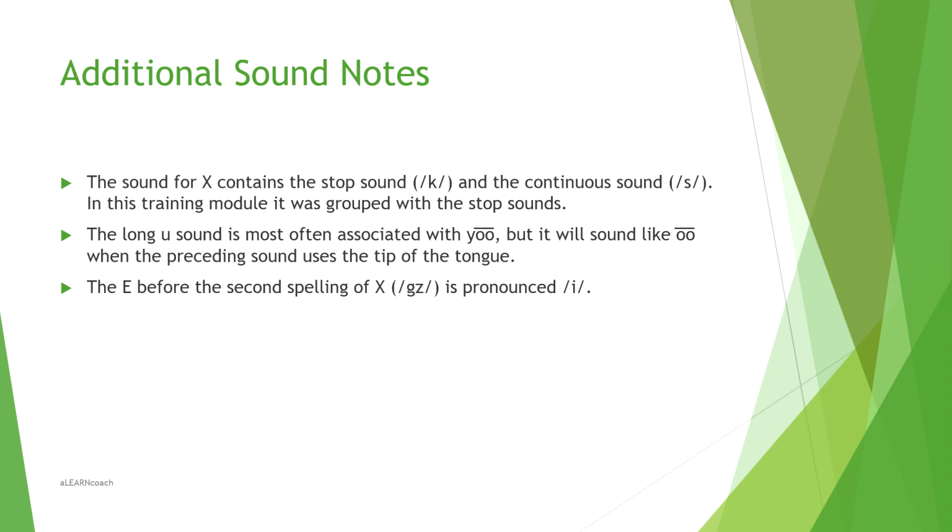Additional sound notes. The sound for X contains the stop sound k and the continuous sound s. In this training module, x was grouped with the stop sounds. The long U sound is most often associated with U, but it will sound like oo when the preceding sound uses the tip of the tongue. The E before the second spelling of X, or gz, is pronounced I.